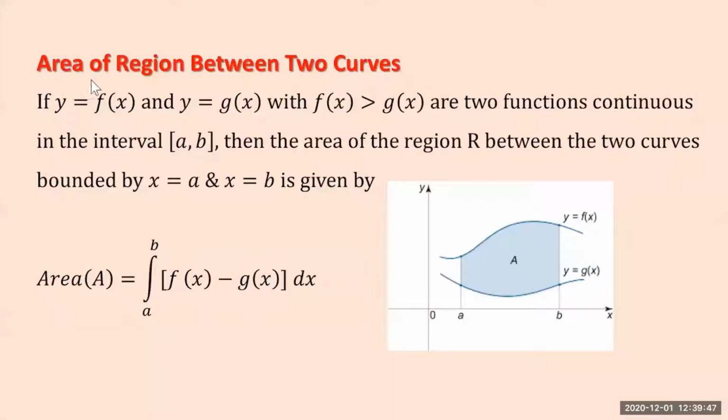All right, area of region between two curves. If y equal to f of x and y equal to g of x, with f of x greater than g of x, are two functions continuous on the interval from a through b, then the area of the region R between the two curves bounded by x equal to a and x equal to b. So that is this one.